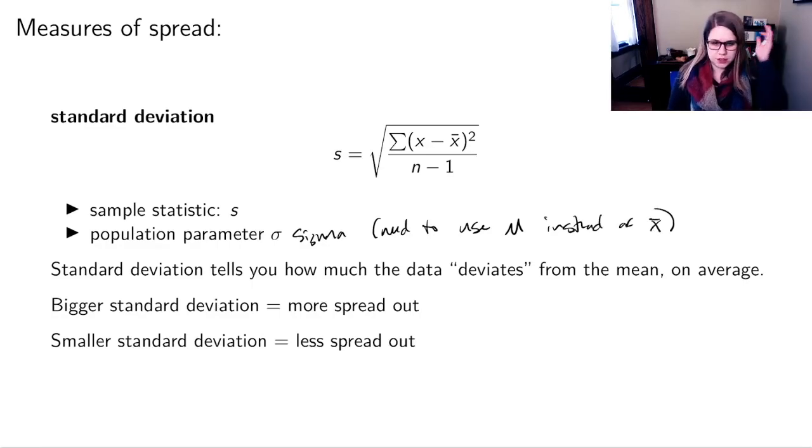So standard deviation tells you how much the data deviates from the mean on average. You can sort of see, we're taking each data point, we're subtracting the mean, we're dividing by something kind of like n, so it's basically like the average deviation. And that's why I'm showing you the formula. I wouldn't expect you to compute this by hand, but I think it helps you understand that that's what standard deviation means. If you have a larger standard deviation, your distribution has more spread. If you have a smaller standard deviation, your data has less spread.